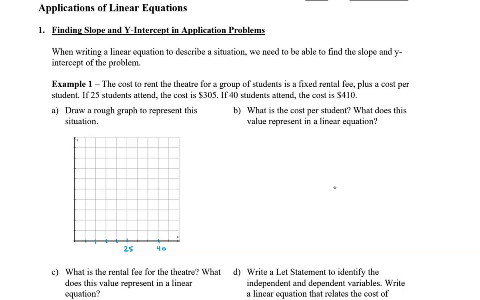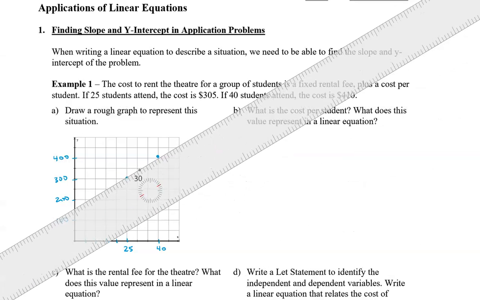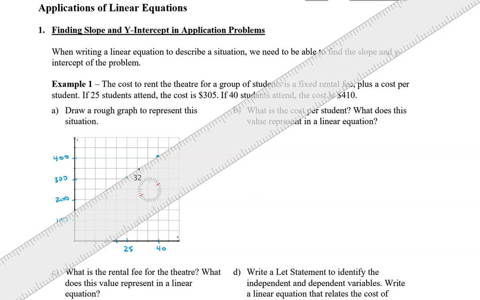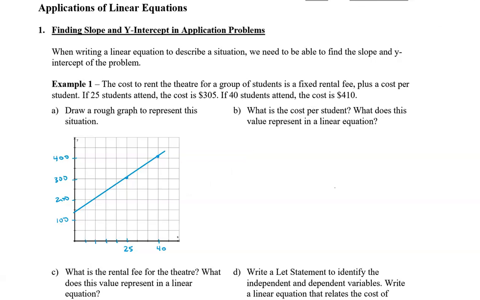Then we have $305. So let's say that this was 100, this was 200, 300, and 400. So at 25, it's 305, so it's a little bit right there. And then at 40 students, it's 410. All right, so I'll take my ruler and connect my 2 points.